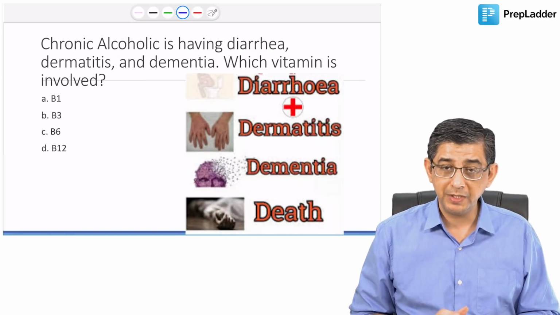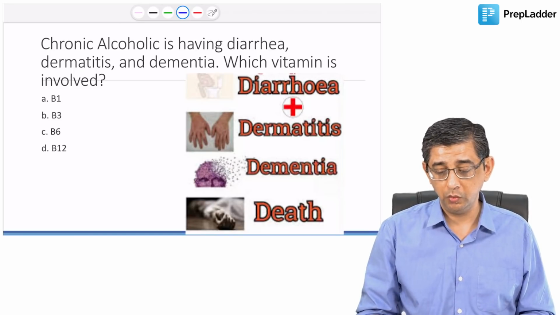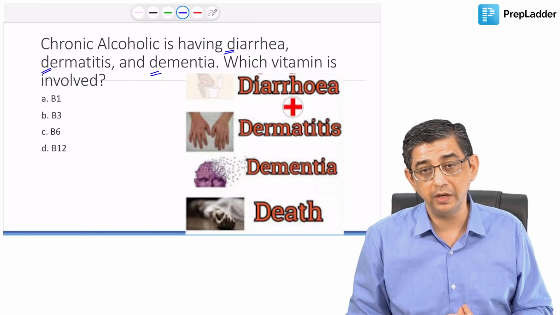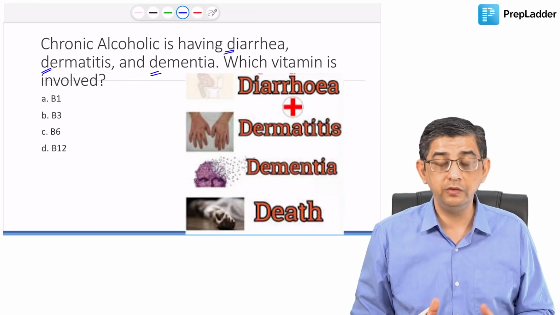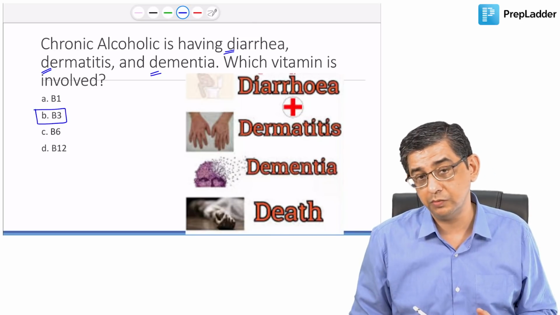The next one was a piece of cake. It talked about an alcoholic having diarrhea, dermatitis, and dementia. So you obviously know about the 4 Ds. The 4th D would be death, which is obviously not mentioned here. But if you incorporate the 3 Ds in an alcoholic, this would tell about niacin deficiency. The answer to this question would be option number B.